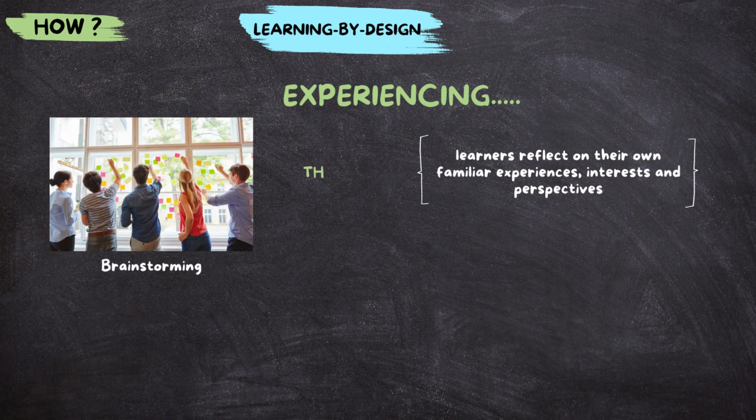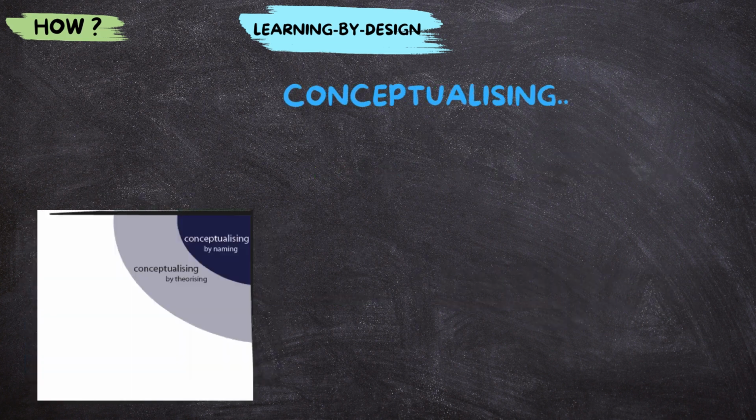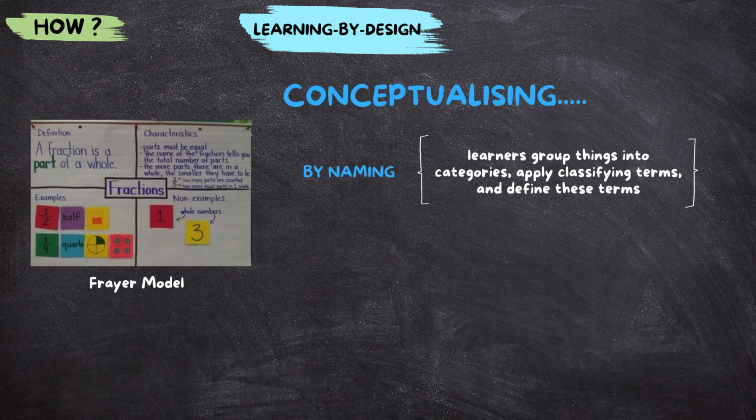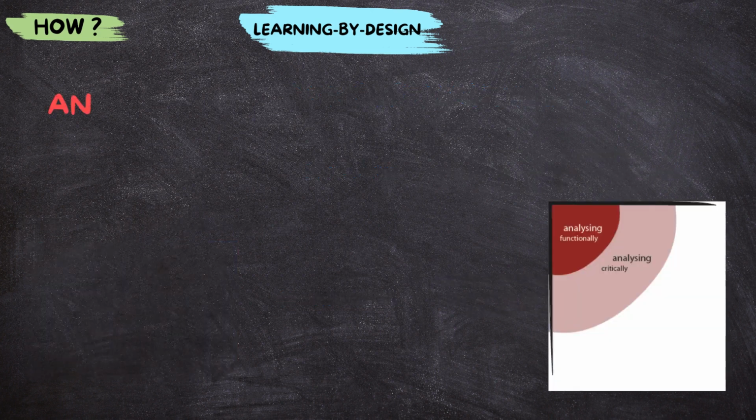Experiencing. When learners experience the known, they reflect on their own familiar experiences, interests, and perspective. When learners experience the new, they observe or take part in something that is unfamiliar. Conceptualizing. When learners are conceptualizing by naming, they categorize, classify, and define terms. When learners are conceptualizing by theorizing, they make generalizations using concepts and make connections.